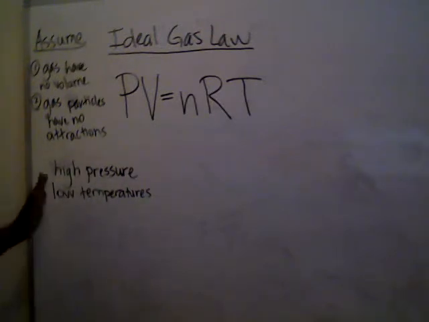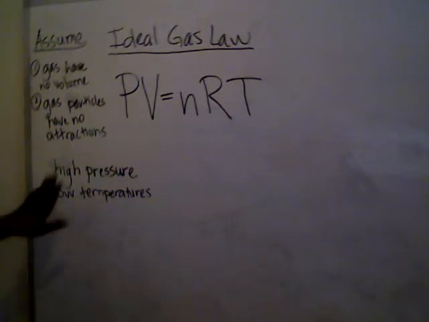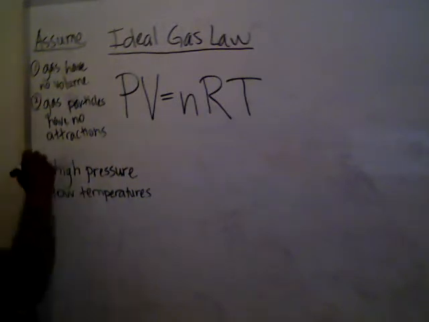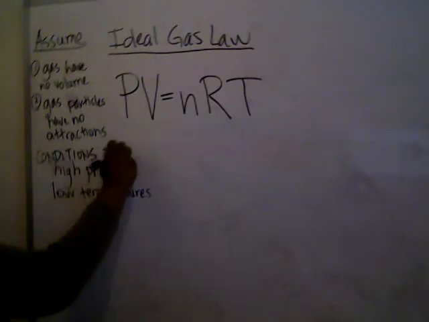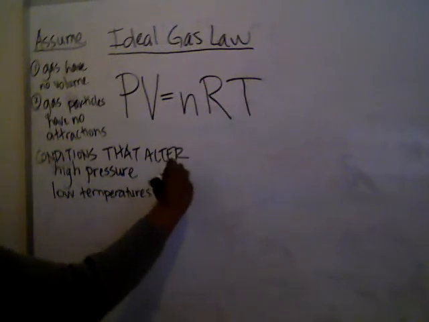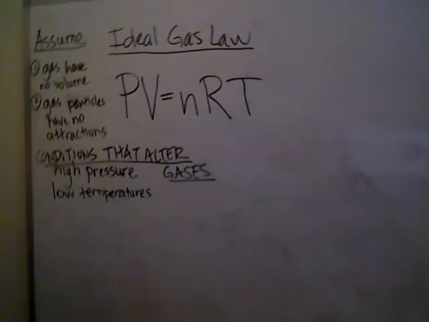So it may turn a gas into a liquid, because if we're forcing the particles closer together, and if we're lowering the temperature and we're not allowing the gas to move as quickly as it's used to moving, we can actually cause this to not behave like a gas. So these are conditions that alter gases. High pressures and low temperatures would alter a gas and have it behave not like a gas, not like the way that we would assume.